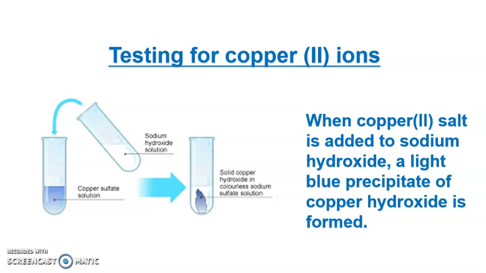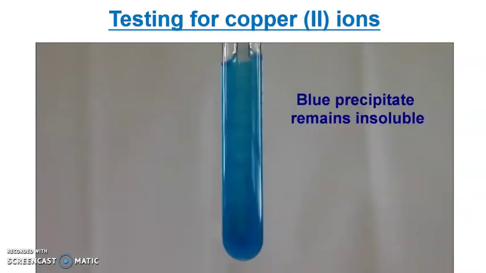In the case of copper 2 ions, the blue precipitate remains insoluble when excess sodium hydroxide is added to it.